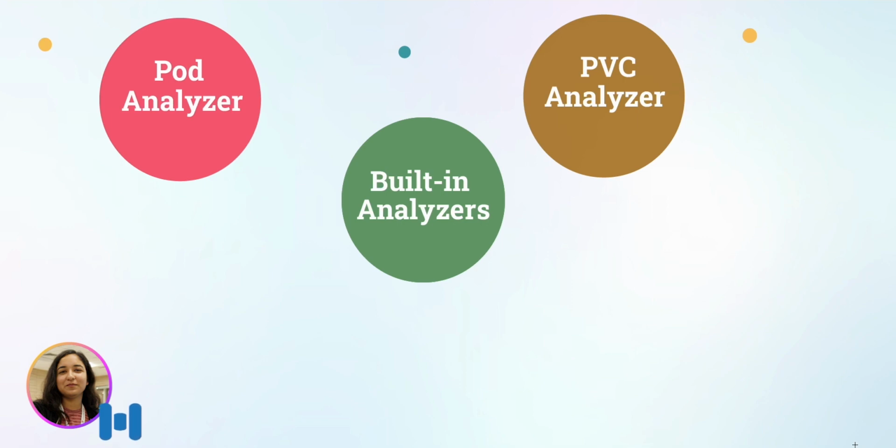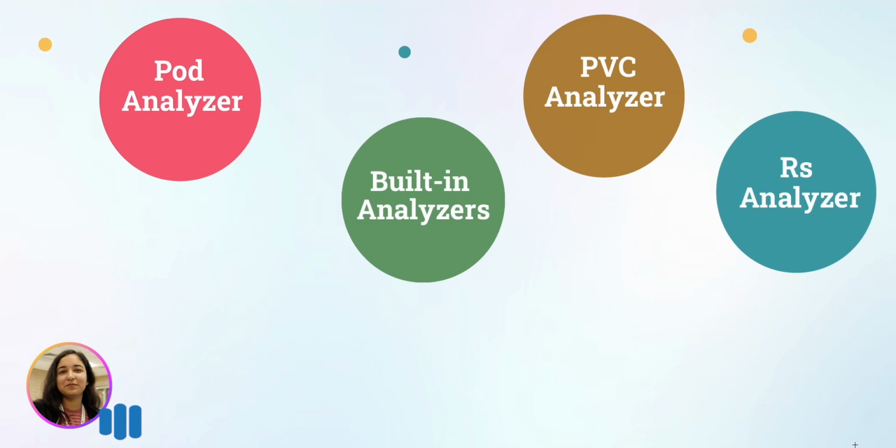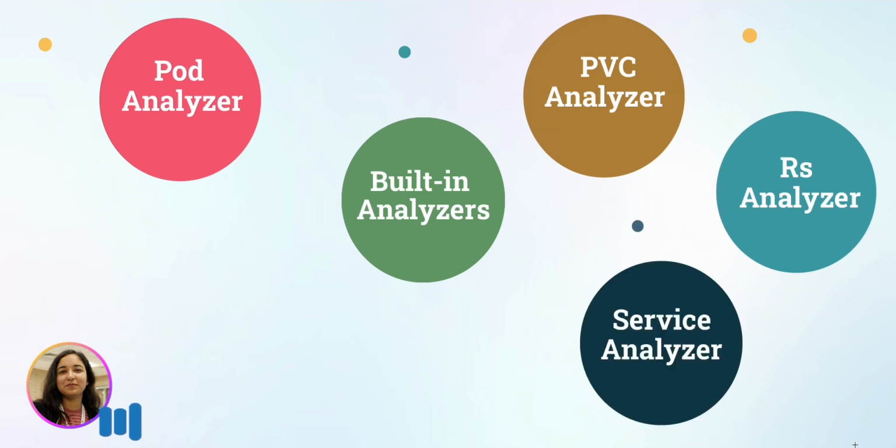Next is the PVC analyzer, just the same as the pod analyzer. It will also search for PVCs, persistent volume claims, and give the issue and solution for the problem if it finds some in it. Next is the RS analyzer and service analyzer. What a service analyzer does is give the issues and search for solutions in the service, if it finds some problem in it, like when we are using a cluster IP, load balancer, or any other service in our cluster for our applications.